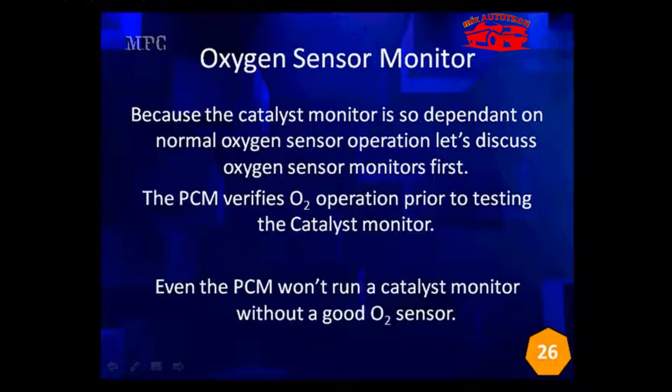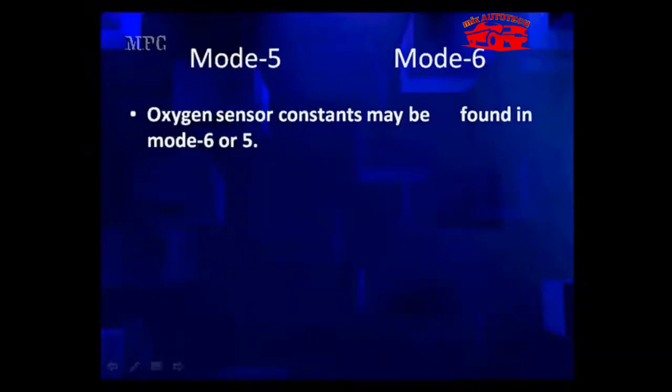Now, because the catalyst monitor is so dependent on normal oxygen sensor operation, let's discuss oxygen sensor monitors first. The PCM verifies the O2 operation prior to testing the catalyst monitor and prior to doing any testing. So even the PCM won't run a catalyst monitor without a good O2 sensor, and that's something you should be aware of. Sometimes we find oxygen sensor constants stored in mode 5, sometimes in mode 6. It's the option of the manufacturer. They can do it either way.